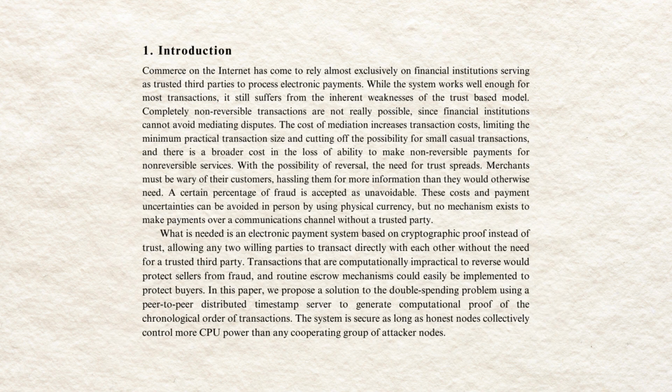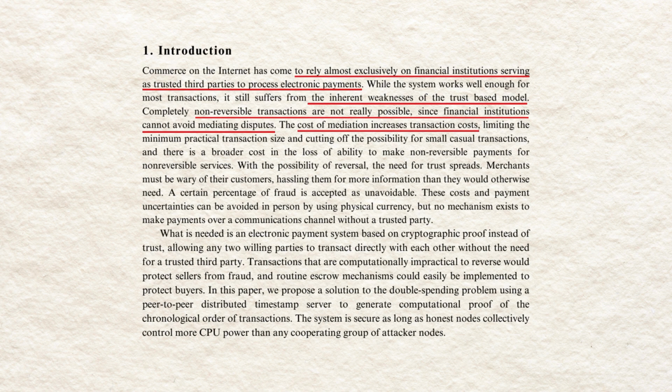Introduction. The white paper opens with a critical examination of the traditional financial systems, emphasizing their reliance on trusted third parties to process electronic payments. This system has inherent vulnerabilities, including reversibility of transactions and the need for extensive trust, which exposes parties to fraud and increases transaction costs. Bitcoin is proposed as an alternative system that operates without trusted third parties, using cryptographic proof instead of trust, which allows for truly irreversible transactions.